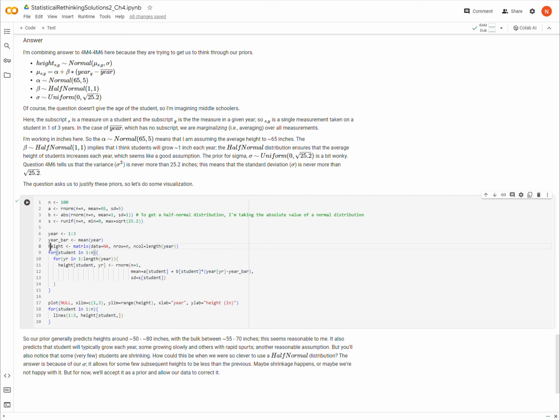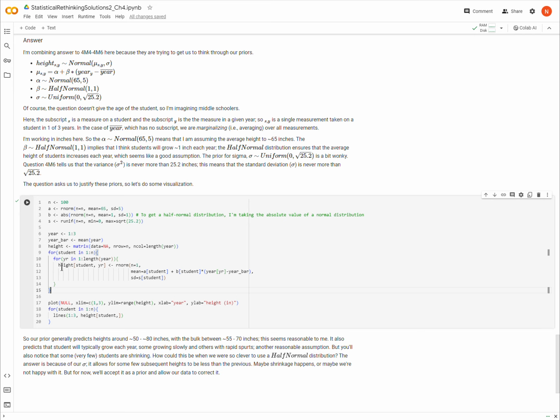And so what I'm going to do is build a matrix that will start out with no data, but it's going to have one row for each student that I'm simulating. So it's going to have n rows, which is 100. And I'm going to have 3 columns. Why 3 columns? Because I'm taking 3 measurements, 1 over each year. Okay. And so, like I said, this matrix starts out empty, and then I'm going to fill it in with this for loop. So for each student, or in other words, for each row, and for each year or each column, I've specified a row and a column, so I've specified a single cell in this matrix.